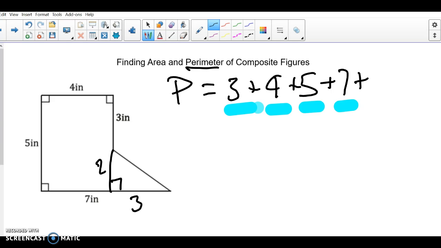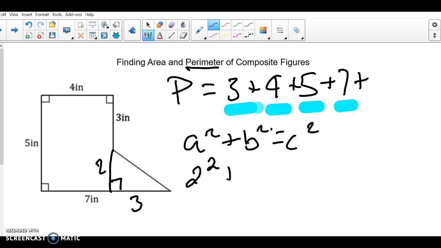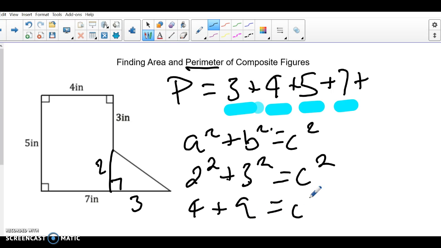So remember, our Pythagorean theorem is a squared plus b squared equals c squared, where a and b are the legs. In this case, the legs are the base and the height. So we're going to go 2 squared plus 3 squared is equal to c squared. We square 2 to get 4. We square 3 to get 9. And then 4 plus 9 is 13. So we're looking at 13 is equal to c squared, so the measure of that side is going to be the square root of 13.